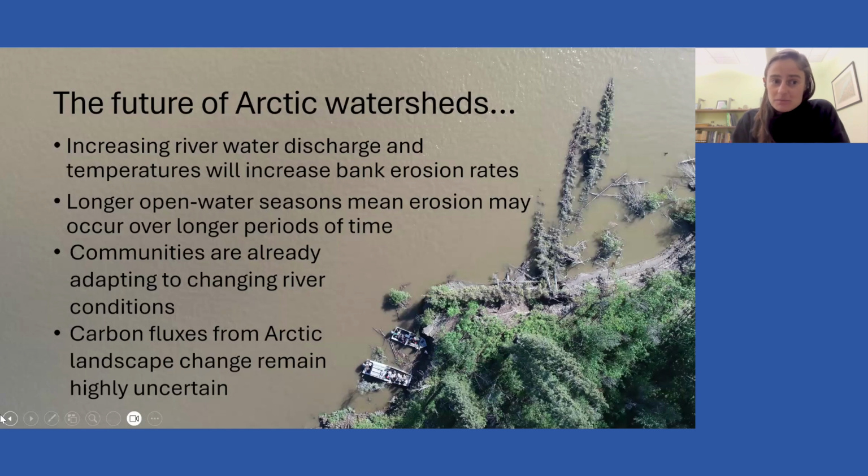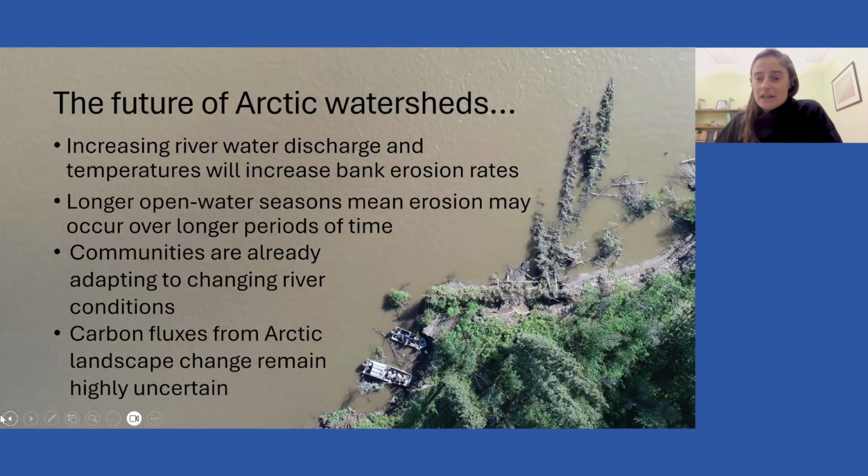Across the Arctic, people have observed that there's generally increasing river water discharges and temperatures. Based on our models, we predict that this should increase bank erosion rates across the Arctic. We've also seen longer open water seasons, so less time when the rivers are completely frozen over, and this will mean you have more days per year where you can have erosion occurring.